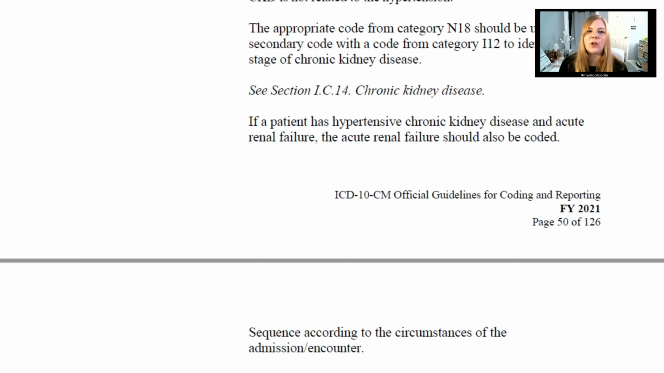So same kind of deal with hypertension and chronic kidney disease. If the provider documents number 1, hypertension, number 2, chronic kidney disease, or end-stage renal disease, anything that's categorized to that N18 category, those are assumed to be related unless the provider specifically says they are not related. So you would assign that I12 code first, and then one from a category N18 as a secondary code to identify the stage of the chronic kidney disease.